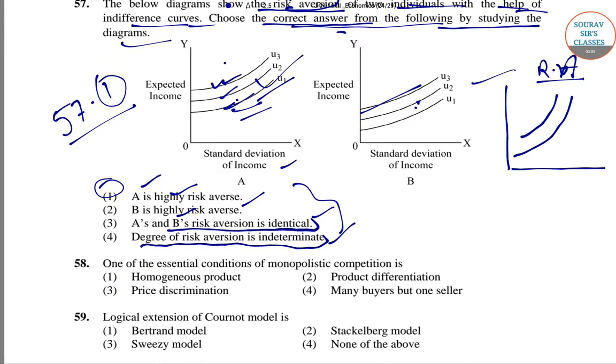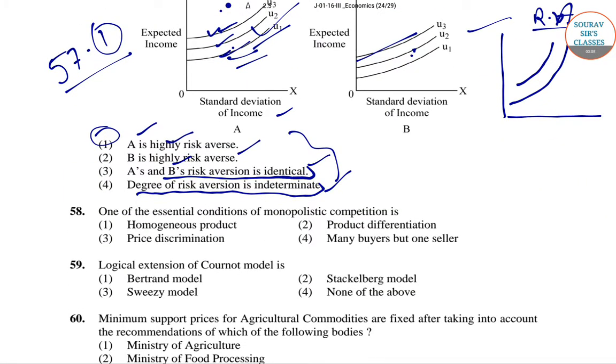So now we'll go to the next question, which is question number 58. In question number 58 it is given, one of the essential conditions of monopolistic competition is, four options are given: homogeneous product, price discrimination, product differentiation, and many buyers but one seller. For question number 58 the right answer would be product differentiation. We know the essential condition of monopolistic competition is product differentiation.